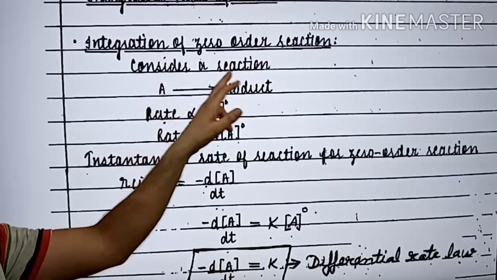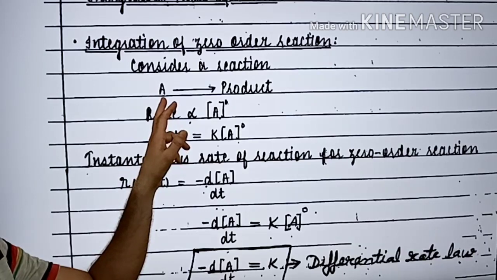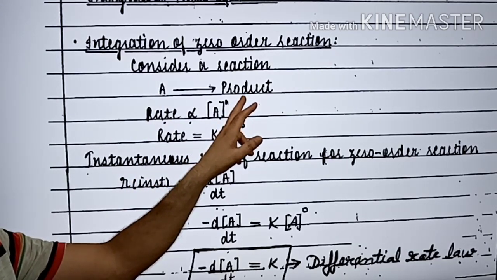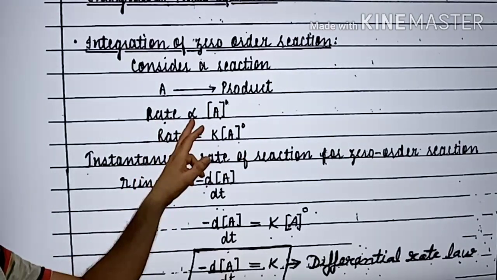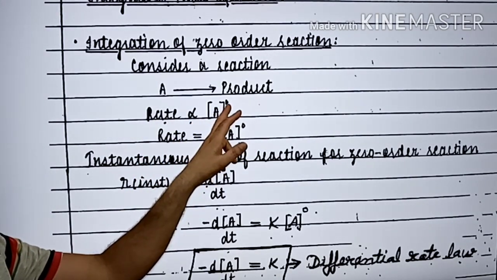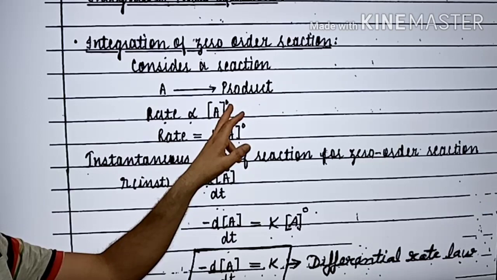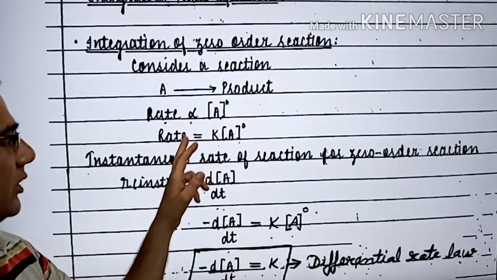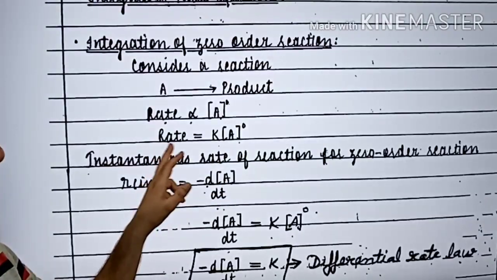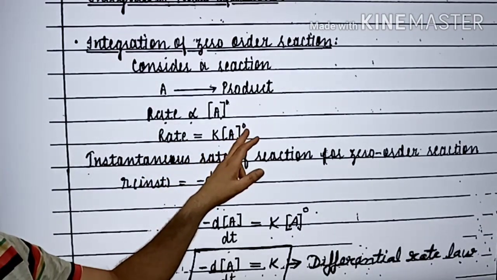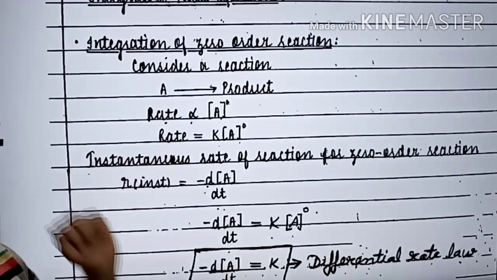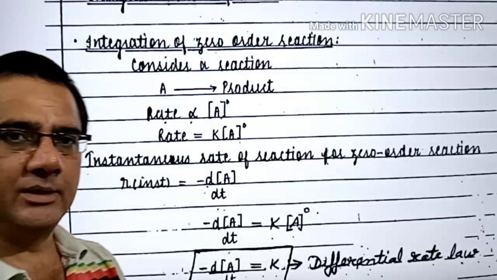How it is done? Consider a reaction. A is the reactant converting into the product. When a reaction is zero order, we write rate is directly proportional to [A] power 0, and this [A] power 0 represents the zero order reaction. When we remove the directly proportional, we always put a constant, then we get the expression rate is equal to k [A] power 0. Now see, rate here we take in terms of instantaneous reaction rate.